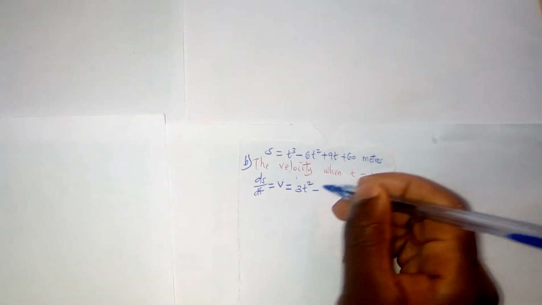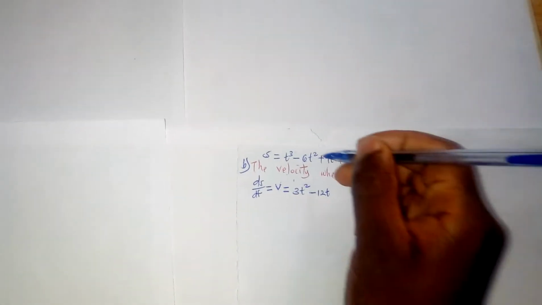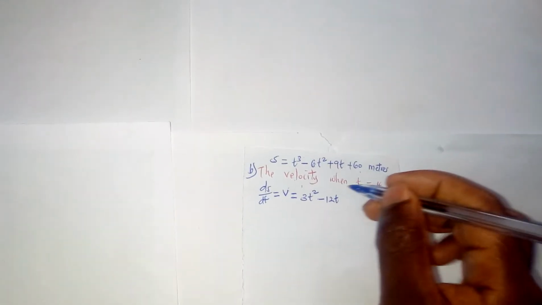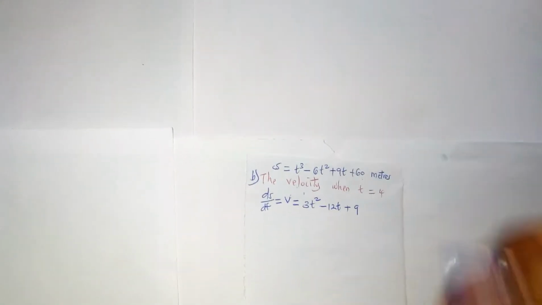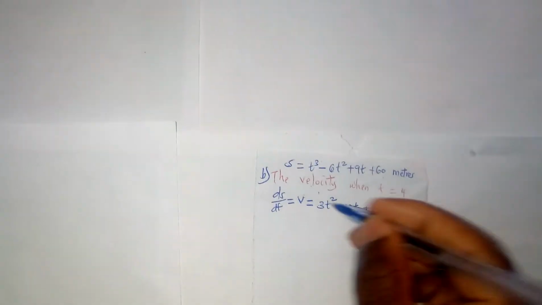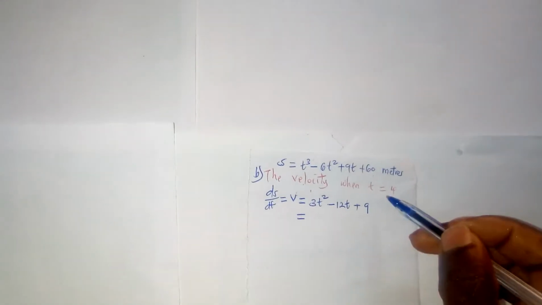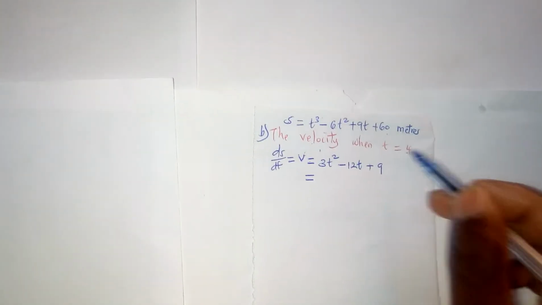Then 2 times 6 is 12, and when you subtract 2 minus 1, that is just 1. Then I have plus 9, and the constant becomes 0. Now we've been told that t is 4, so where t is, I'll substitute with 4 and I shall have done.